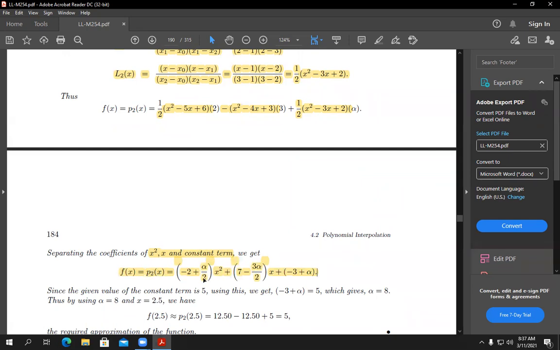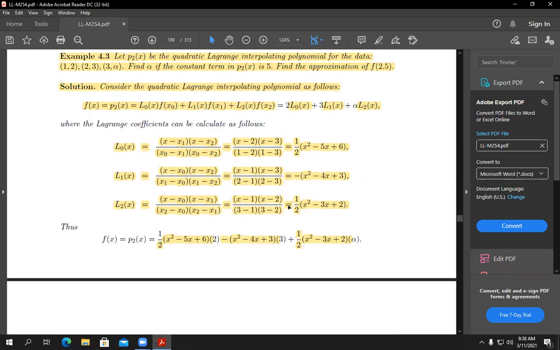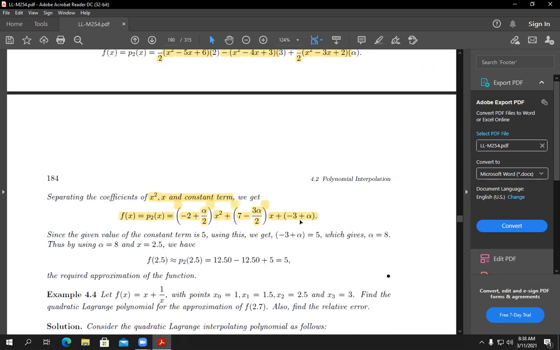This is the coefficient of x squared, this is the coefficient of x, and this is a constant term without x here. What is the question given here? Find the value of alpha if the constant term in P2(x) is 5. So what is given here? Minus 3 plus alpha, this is the constant term, and he gave that this is equal to 5. When it is equal to 5, you get the value of alpha. And what is alpha? Alpha is 8. You finish that part.